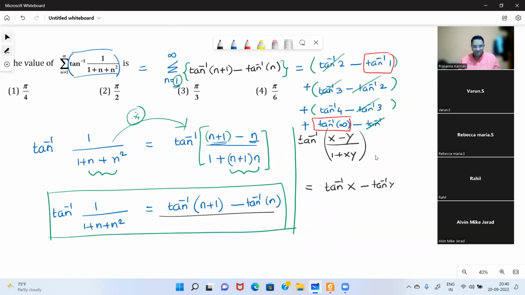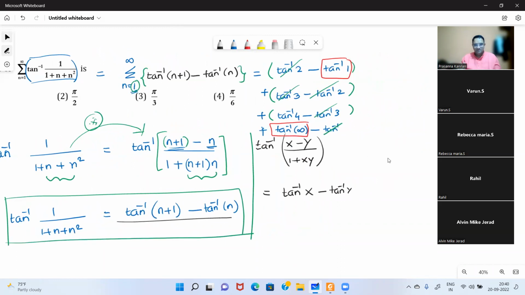Therefore, this whole thing is going to become equal to, can you tell me what is it? Tan inverse infinity minus tan inverse 1.